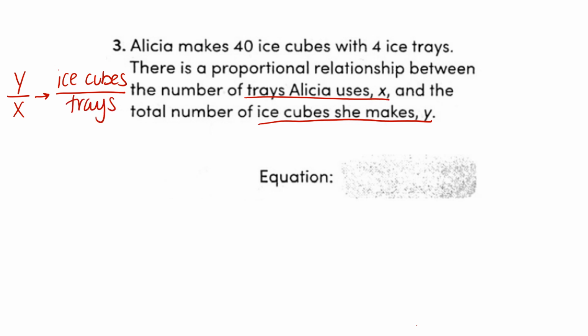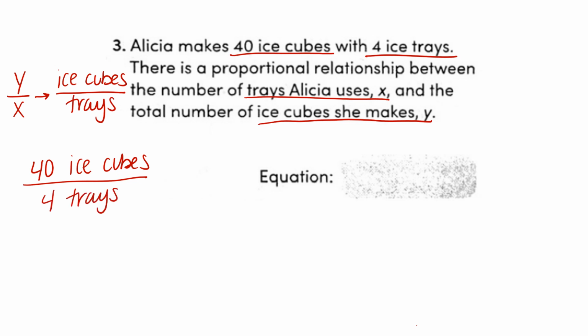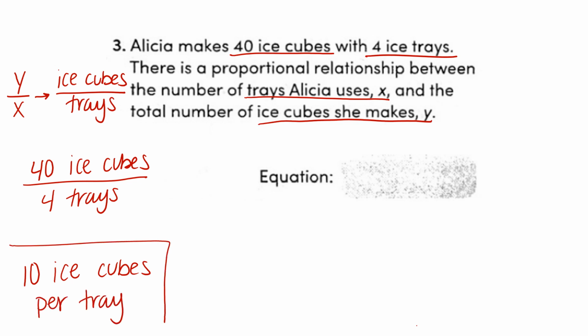So for our equation, she makes 40 ice cubes, and she has 4 ice trays. When you divide 40 by 4, you get 10. So there are 10 ice cubes per tray. That answer is our unit rate, the rate of change, or the constant of proportionality. We are then going to turn it into our equation, y equals kx, replacing the letter k with our answer 10. y equals 10x is our final equation.